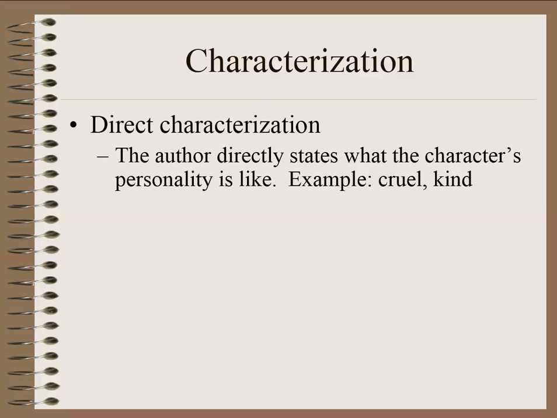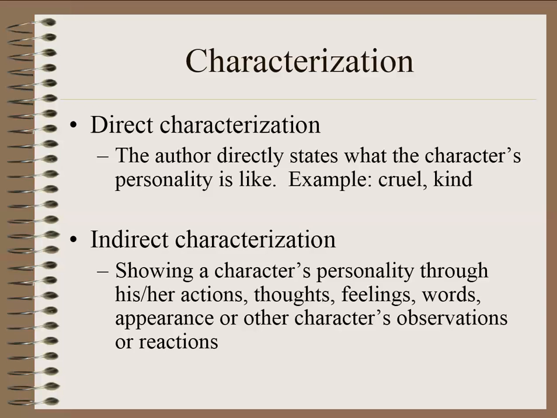There's a couple different types of characterization. One is direct. The author directly states what the character's personality is like. For example, if the author tells you Tom O'Brien was a cruel, cruel man, that would be direct characterization. He's directly telling you. Or maybe Susie was a very nice girl when she would often stop and help her grandmother because she was very nice. Okay, well that's direct characterization.